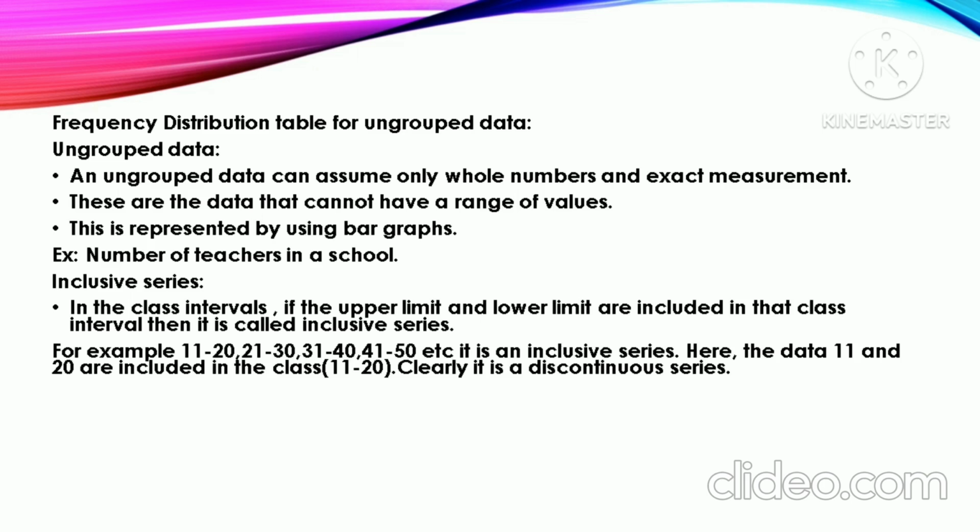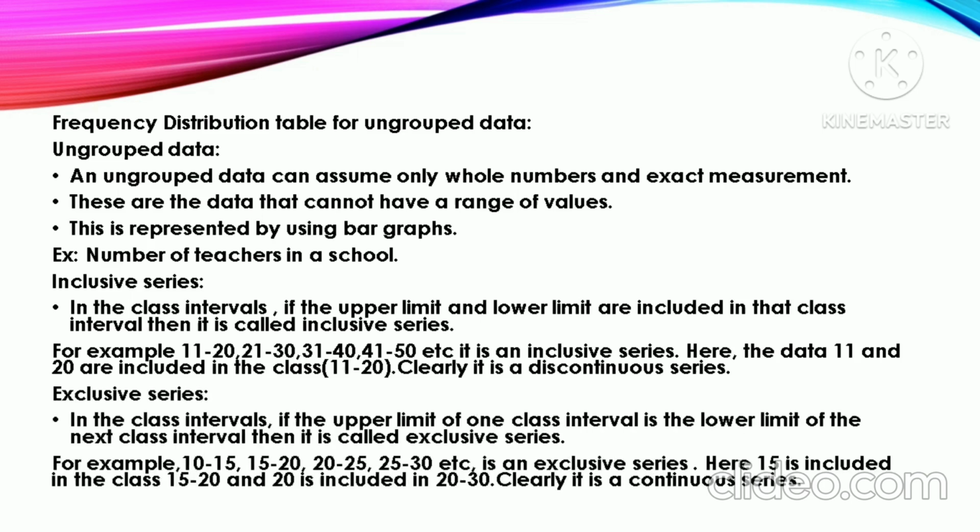Clearly, we know that it is a discontinuous series. Next, what is an exclusive series? In the class intervals, the upper limit of the first class interval is the lower limit of the second class interval. Then it's an exclusive series. For example, 10 to 15, 15 to 20, 20 to 25, 25 to 30, etc. is an exclusive series because 15 is included in the class 15 to 20 and 20 is included in the class 20 to 25. So clearly, it's a continuous series.